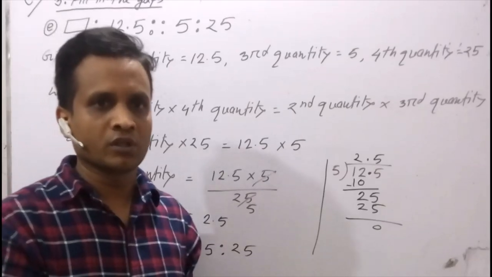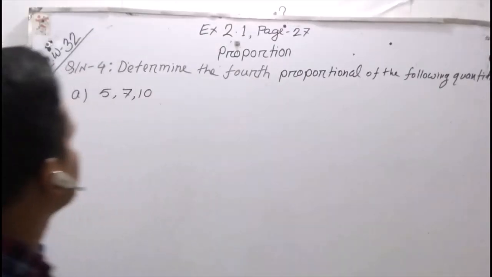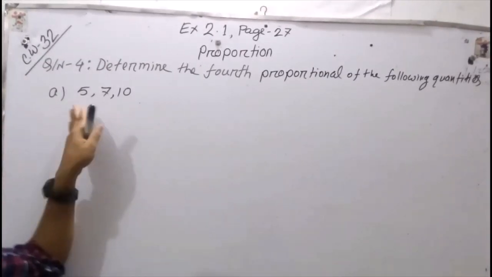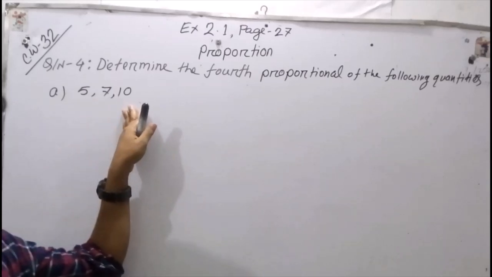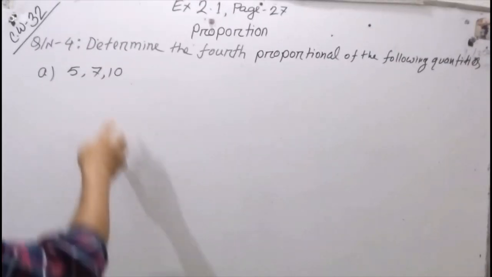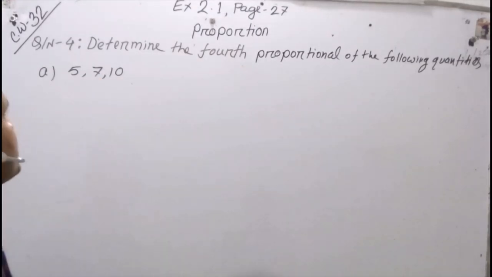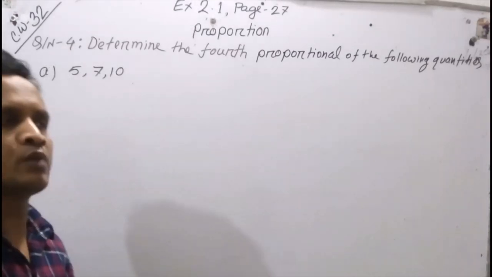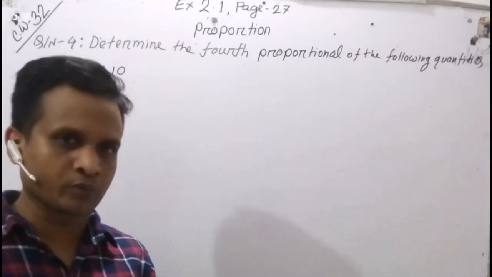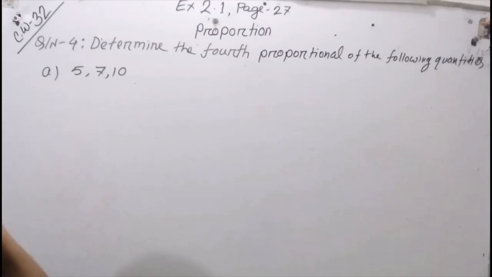So now we solve number 4. Let's go to our number 4. Determine the fourth proportional of the following quantities. Each of the quantities is called a proportional. So we have to find the fourth proportional quantity. Here given the first, second and third. We have already solved number 3, the same statement we can use. In number 4, you only have to find the fourth proportional quantities, so we have to use that statement.